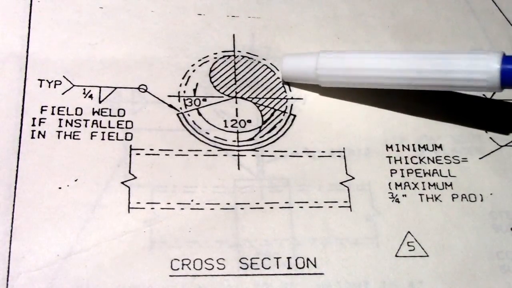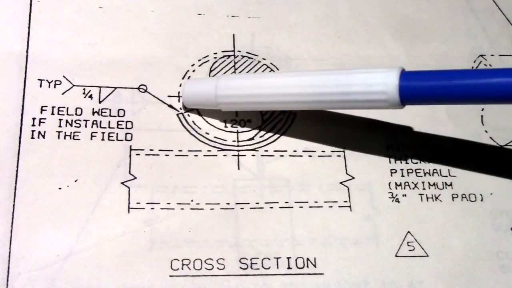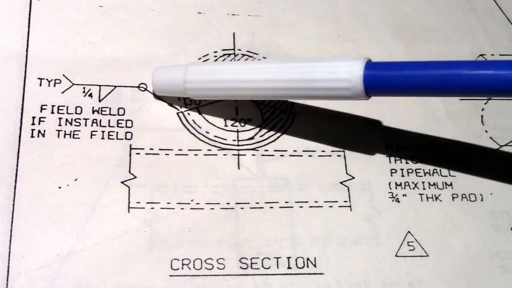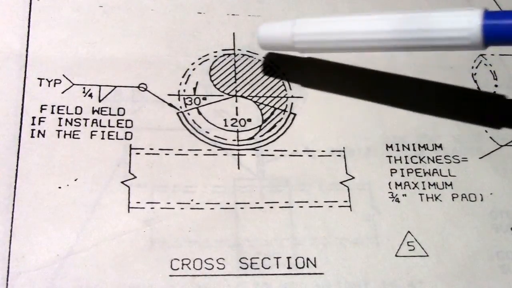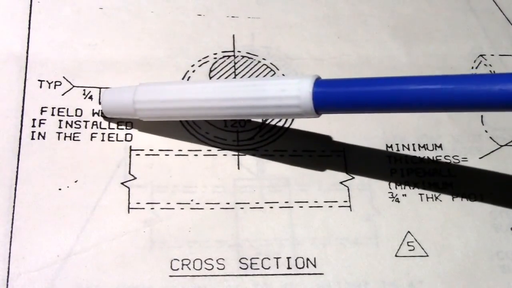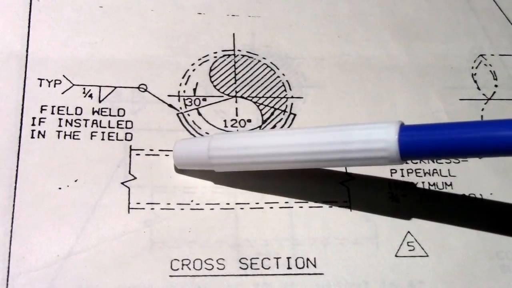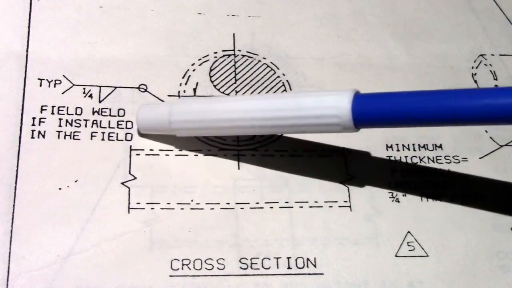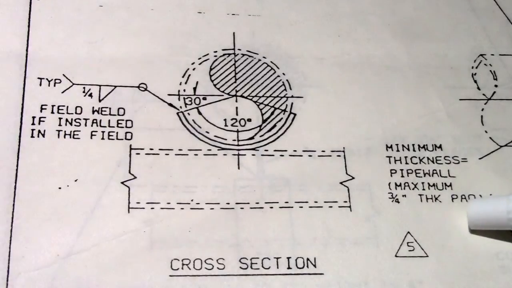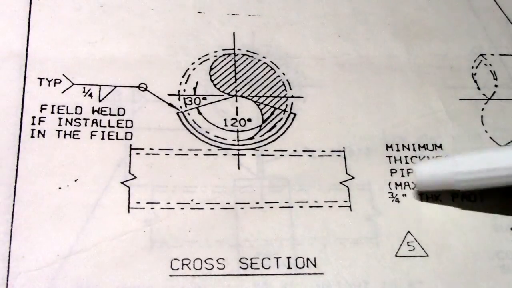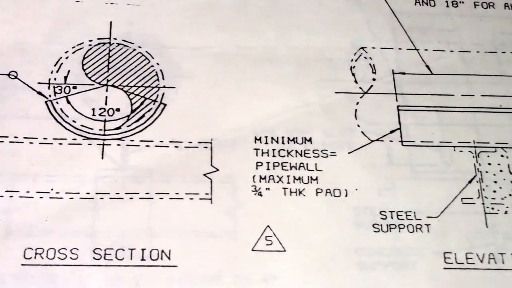Okay, so we also have weld symbols. So these symbols, if you see this circle, this is weld all around. Okay, and arrow side 1/4 field weld if installed in the field. So they also have a note: field weld if installed in the field. Okay, so cross section, and we have elevation. So this is the elevation.